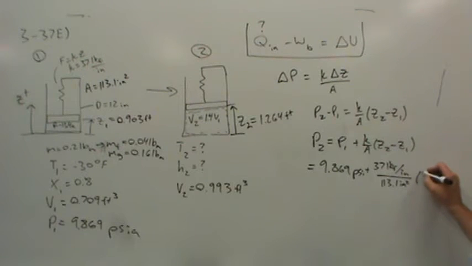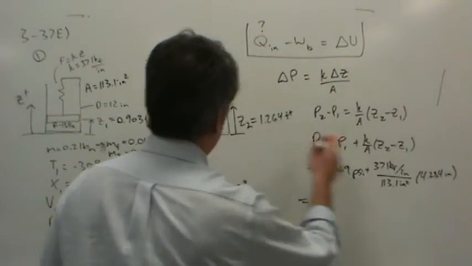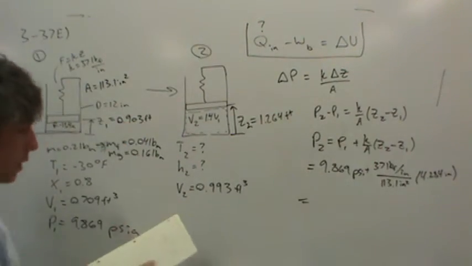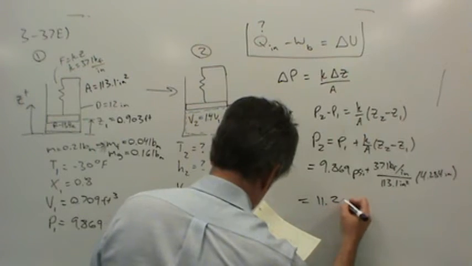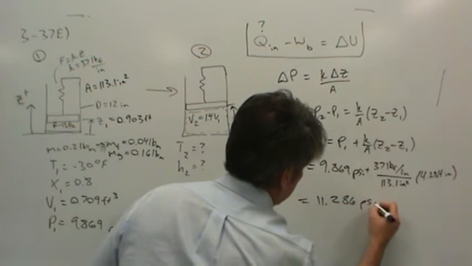4.284. 4.284 inches? Yeah. Okay, hope that's not too far off the video. Anyway, it's just the height difference in inches. And so then, you guys agree with me then? 11.286 PSIA? Yeah.